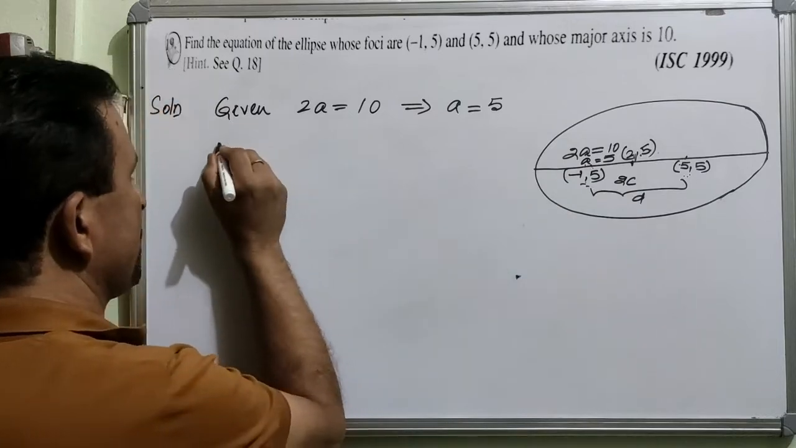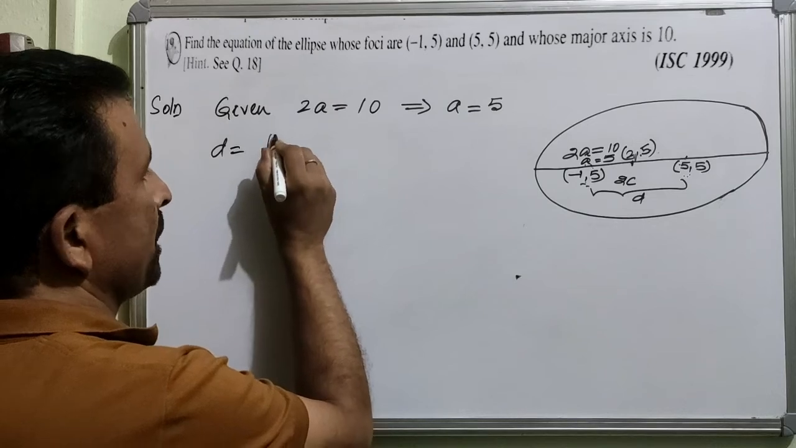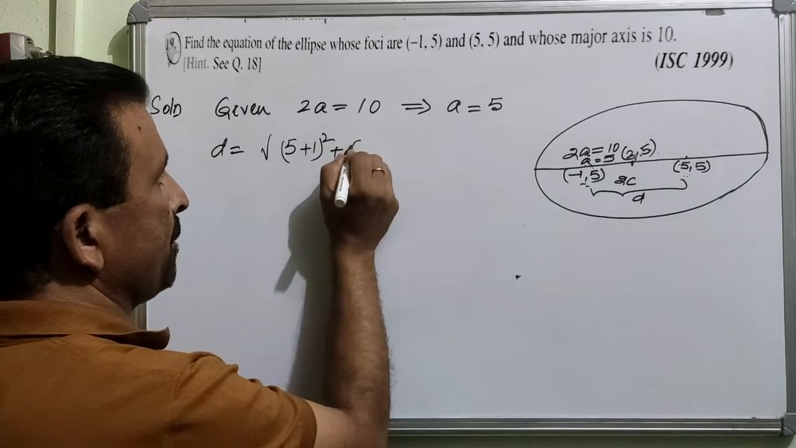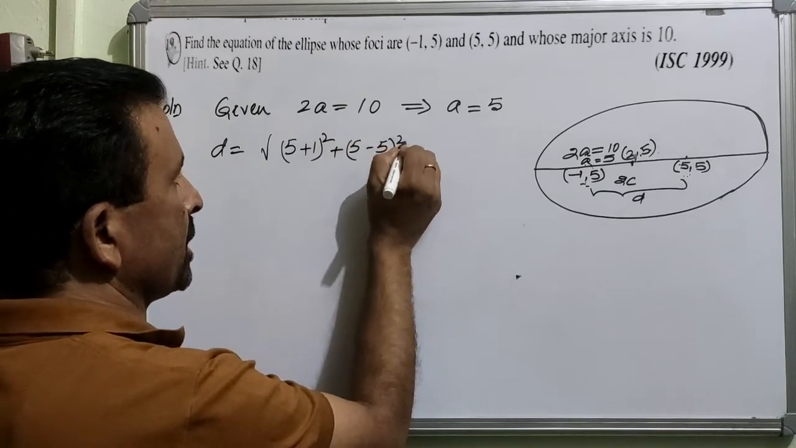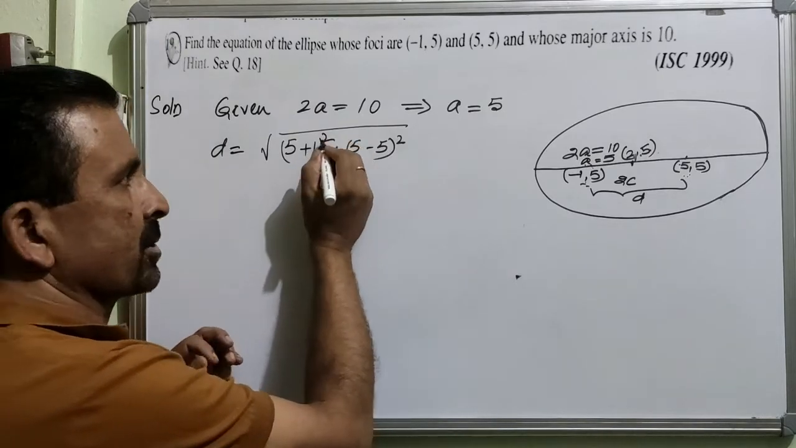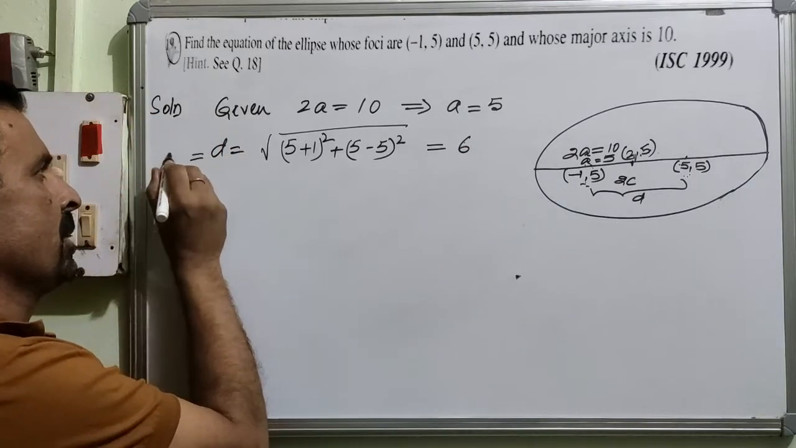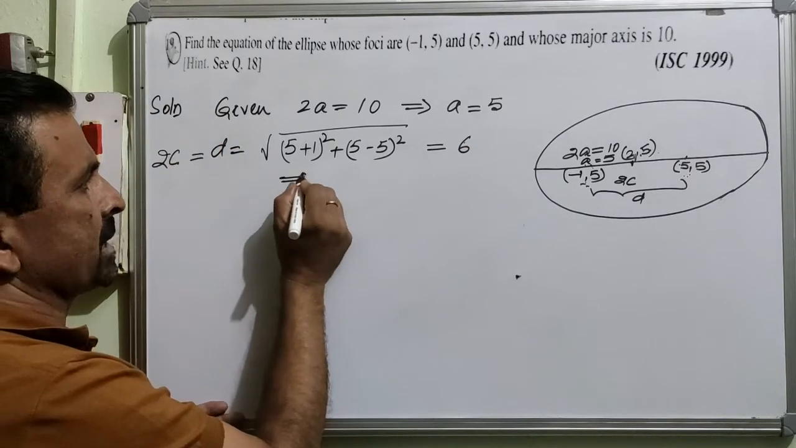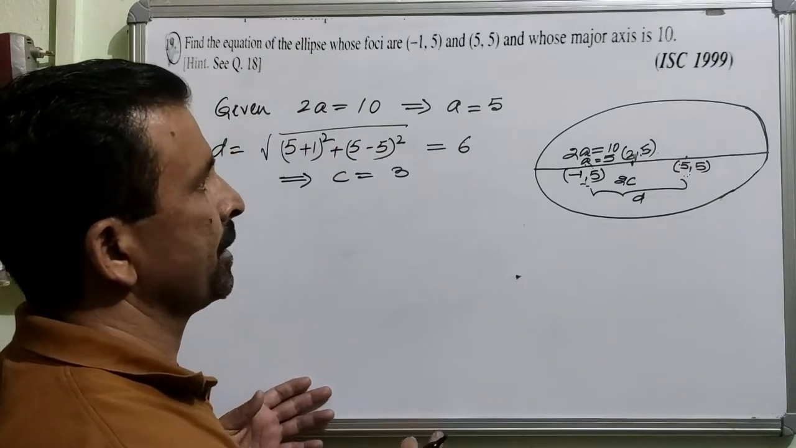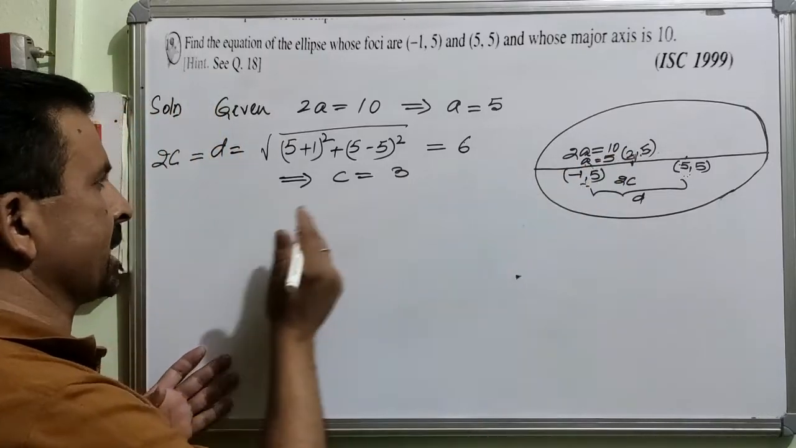Now the distance d, the distance between the two foci, using the distance formula, we can calculate this as the root of (5 minus 1) whole square plus (5 minus 5) whole square. This part will become 0, this will become 6 square, and then we have the root sign, so square and square will cancel. Your distance will be equal to 6, and this distance is equal to 2c, and this implies our c will be equal to 3. 6 divided by 2 is 3. Clear?